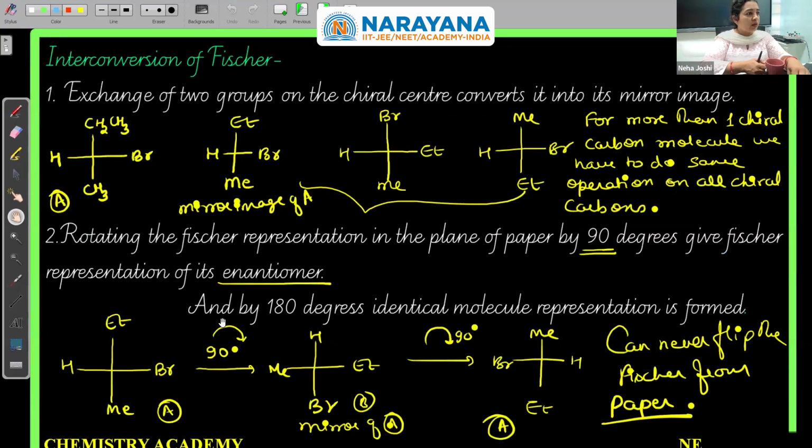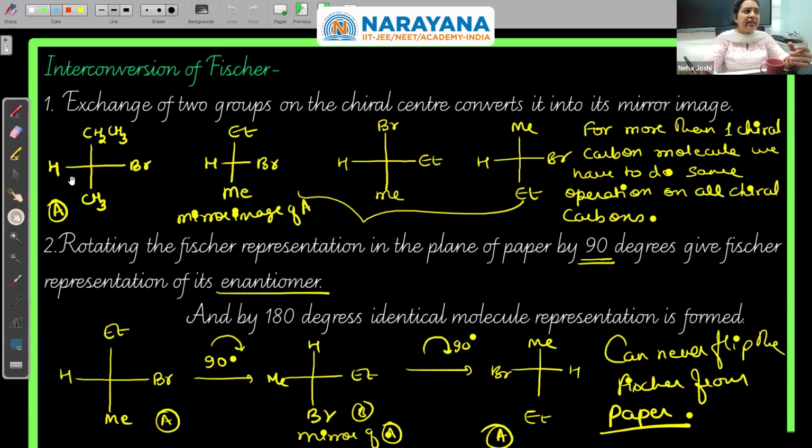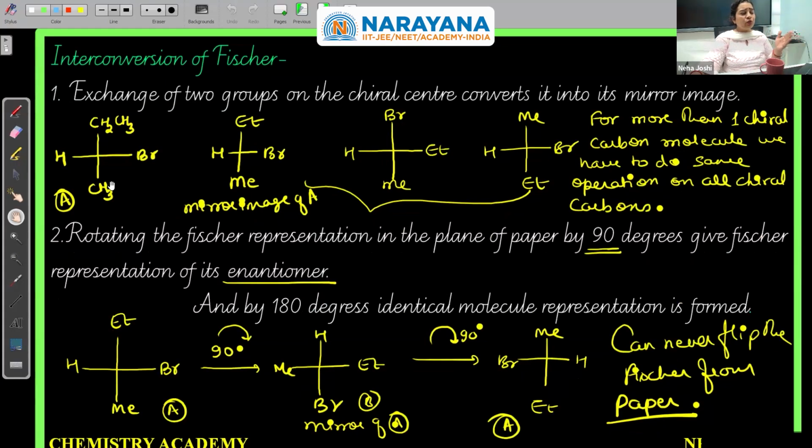So we were, I think, here. I was telling about exchange of 2 groups on the chiral carbon. The 2 groups could be horizontal to horizontal exchange, horizontal to vertical, vertical to vertical, any possible exchange, because whatever you are assuming to be horizontal or vertical is of no importance in 3 dimensions. They are all equidistant. So if 2 groups are exchanged, then whatever the new arrangement you get is the enantiomer, that is, the mirror image.